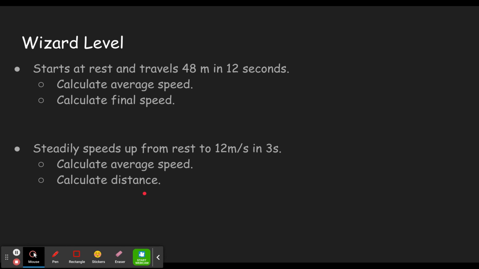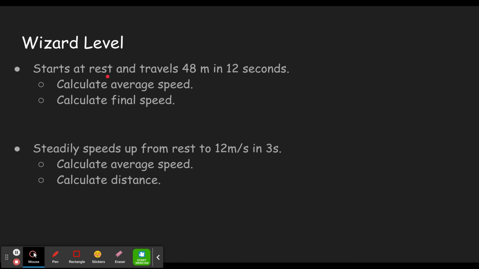Okay, so you'll see something like "starts at rest." That tells you there's uniform acceleration. By the way, the wizard level will have some that are like the first two, the apprentice and master level. But since we've already got that down, just be aware there'll be some like that. But these are the new types.